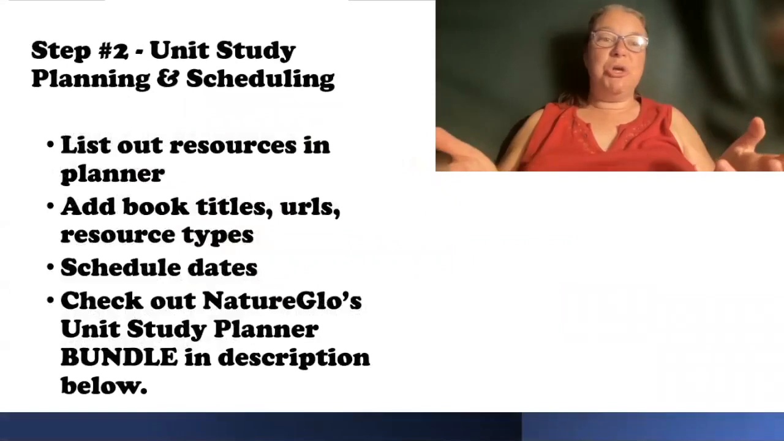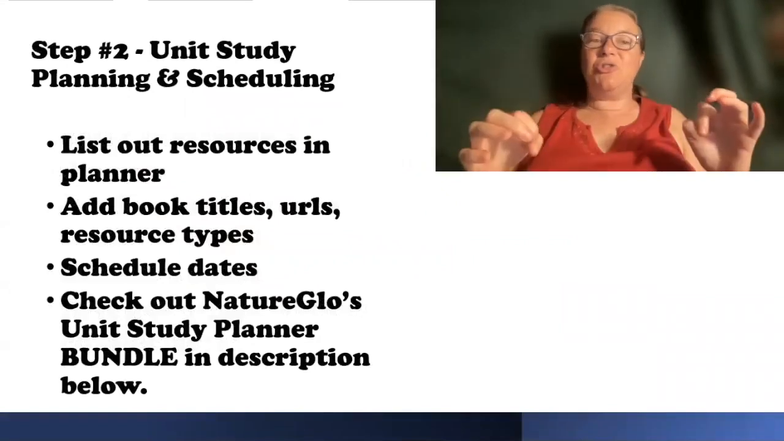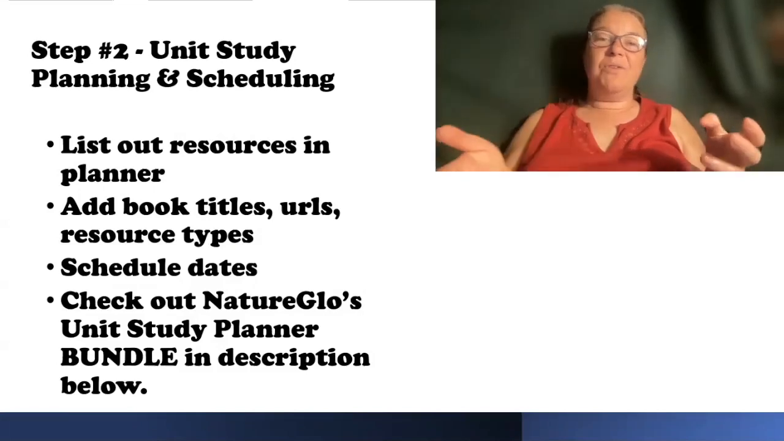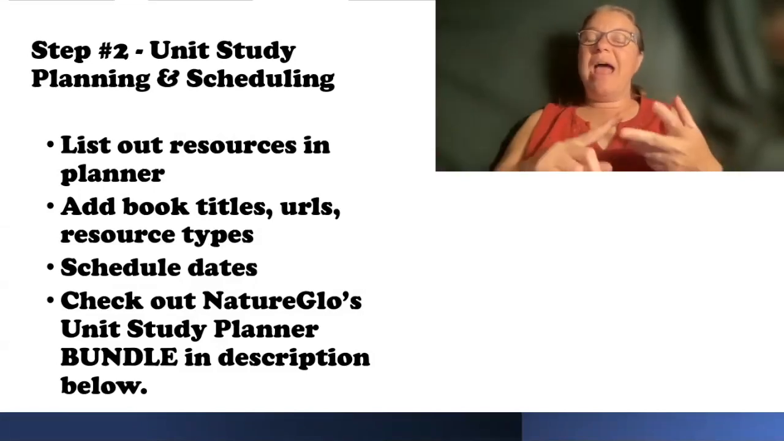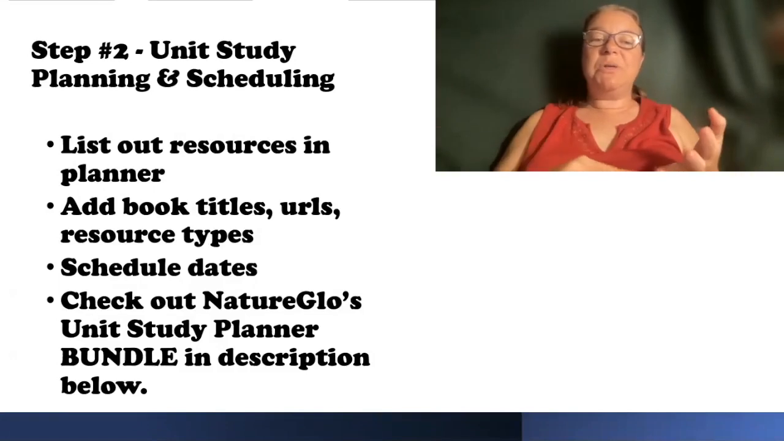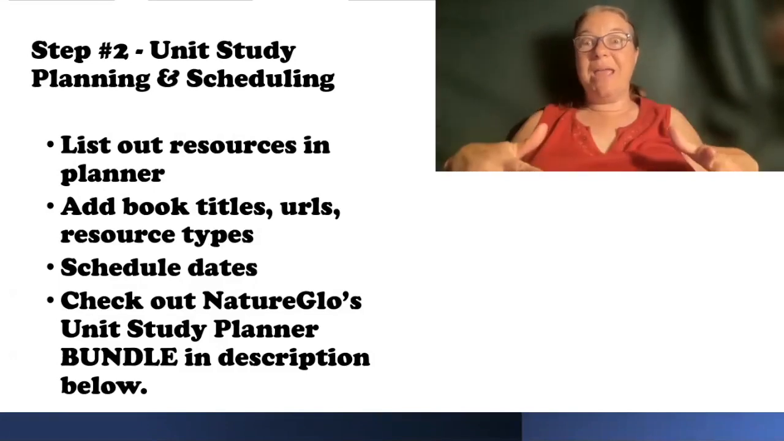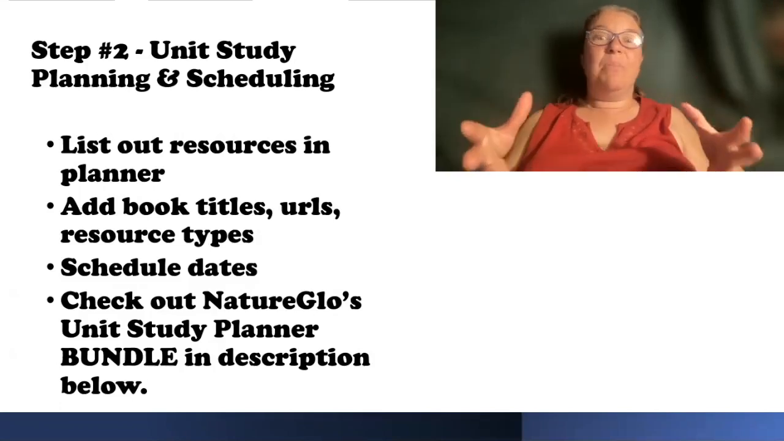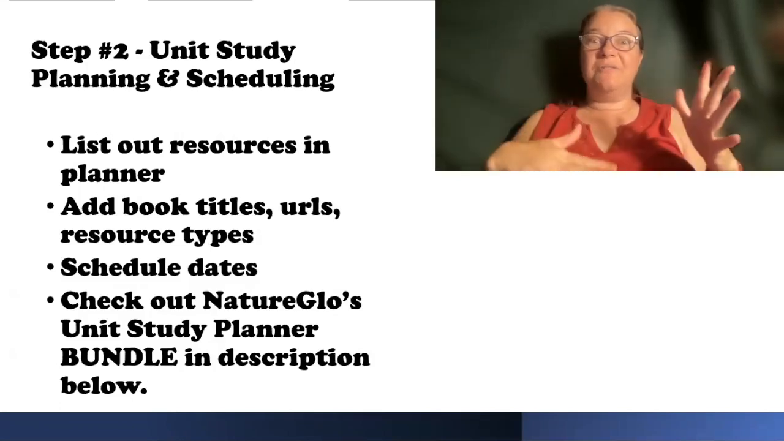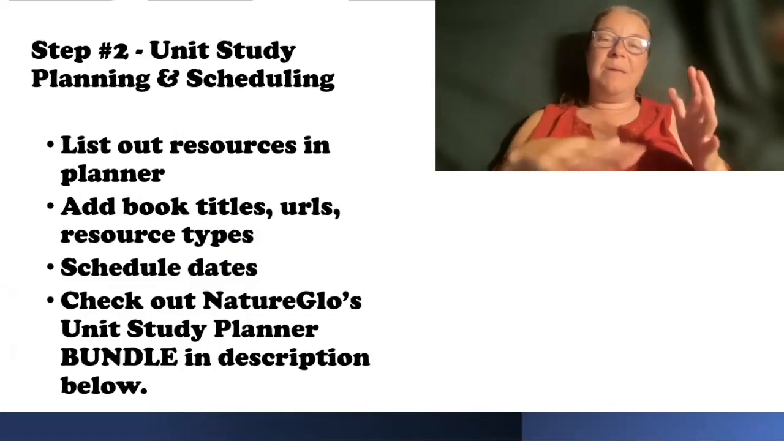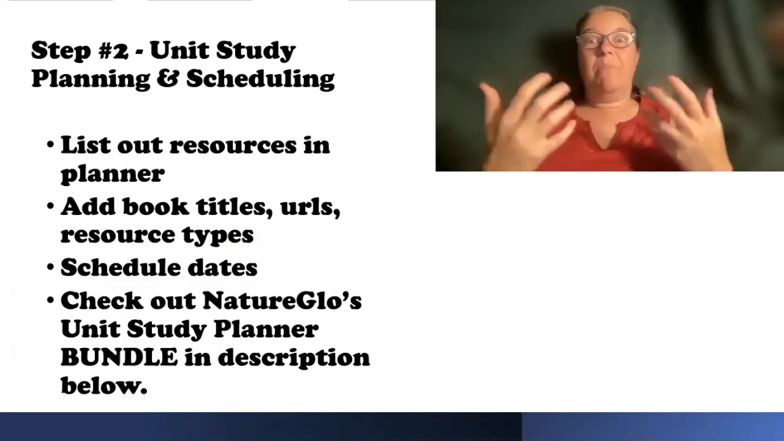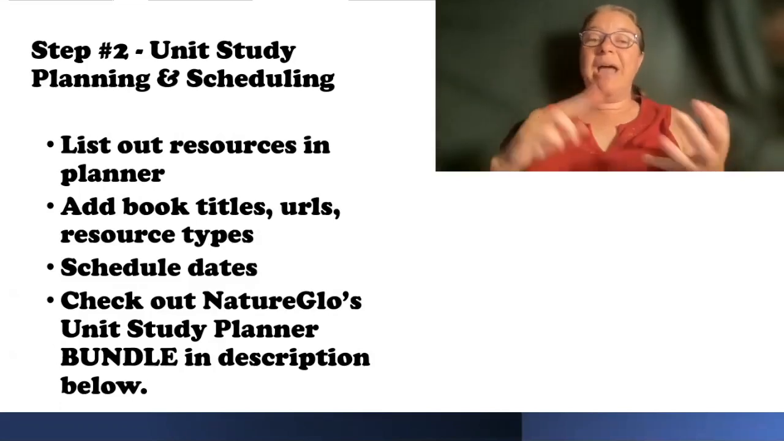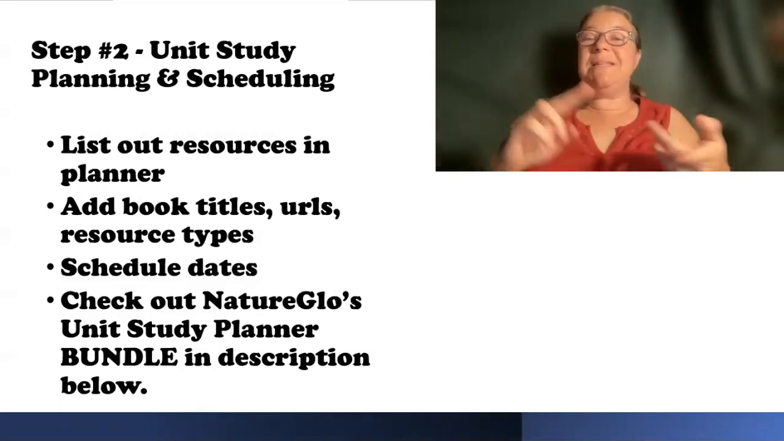Step number 2, unit study planning and scheduling. You want to list out your resources in a planner, the planner that I give you in the description below. You can add book titles, URLs, resource types. I also give you tons of space in my unit study planner bundle. Most unit study planners I see out there, there's just not enough space to write or copy paste URL links. Many of them aren't even fillable. Mine are fillable. So grab that in the link below. Add book titles, URLs, resource types, schedule date.